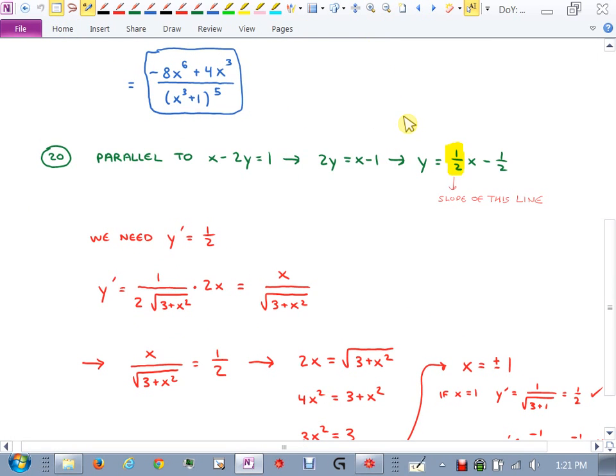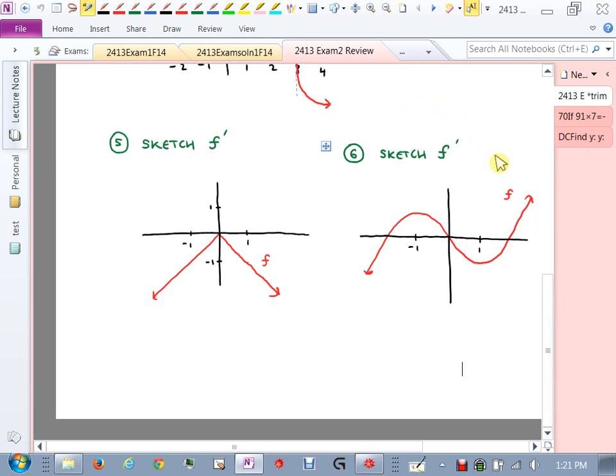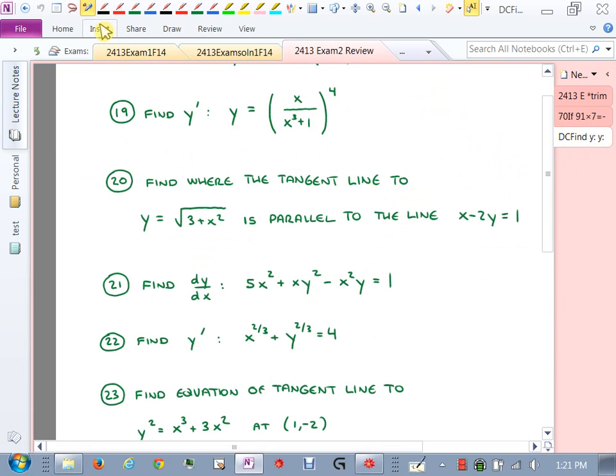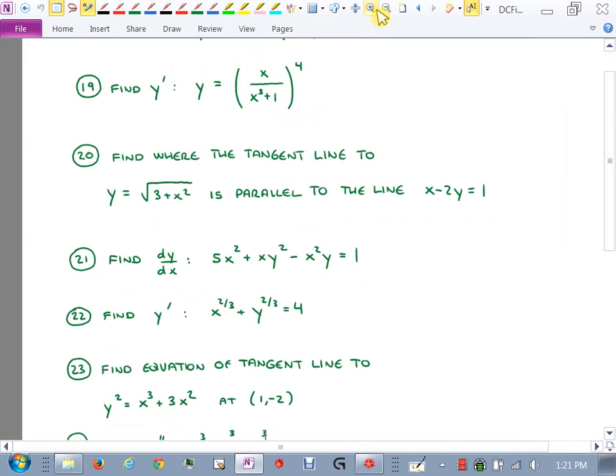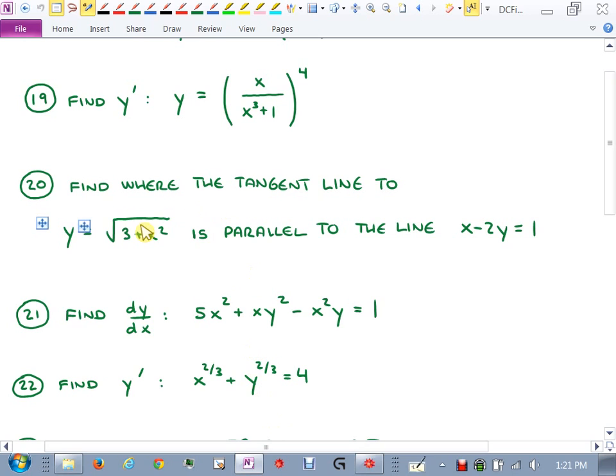Okay, this is a good problem. I never gave you something like this. That is why it's a good problem, because it requires you to think a little bit about what's going on. Let me bring up the question. Okay, here was the question in case you haven't seen it. Find where the tangent line to this curve is parallel to this line.